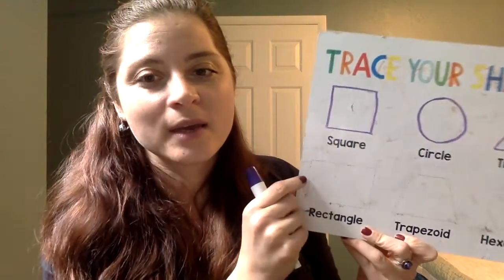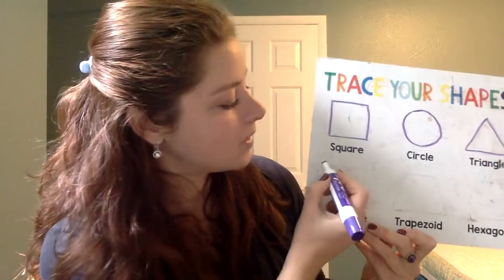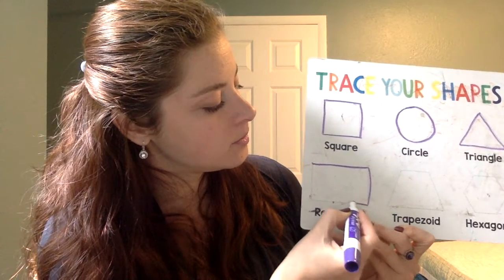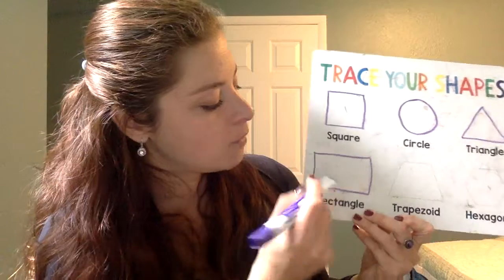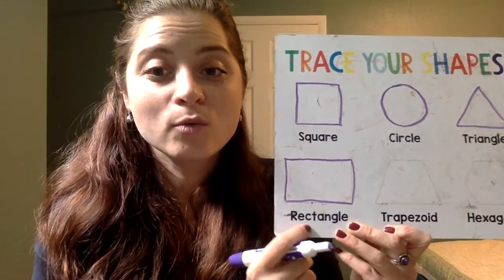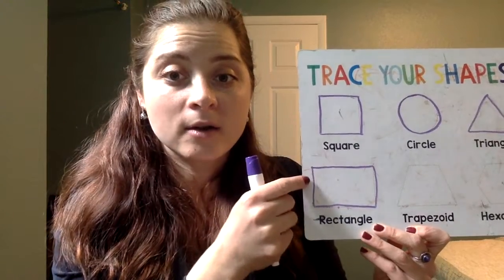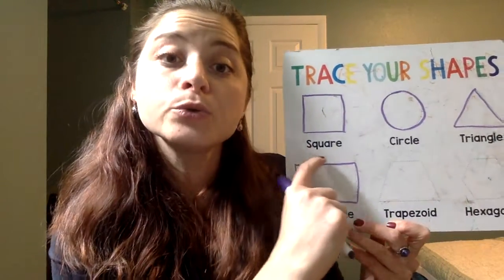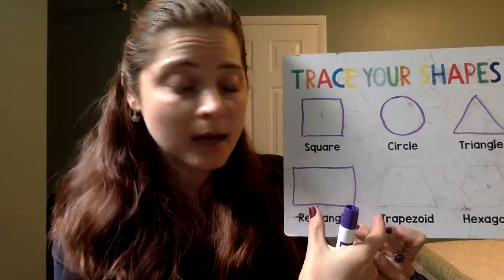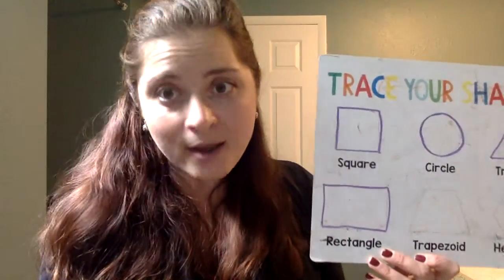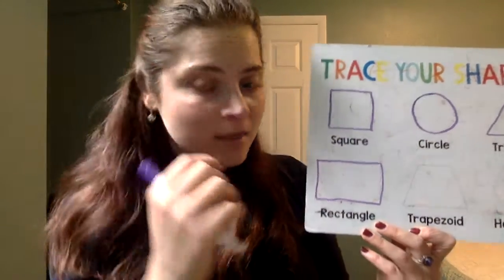Let's practice doing a rectangle. Has 4 sides too. 1, 2, 3, 4. This is called a rectangle. So look at the difference between a square and a rectangle. Remember, a rectangle has 2 long sides and 2 short sides, but a square has all equal sides. They are all the same length.